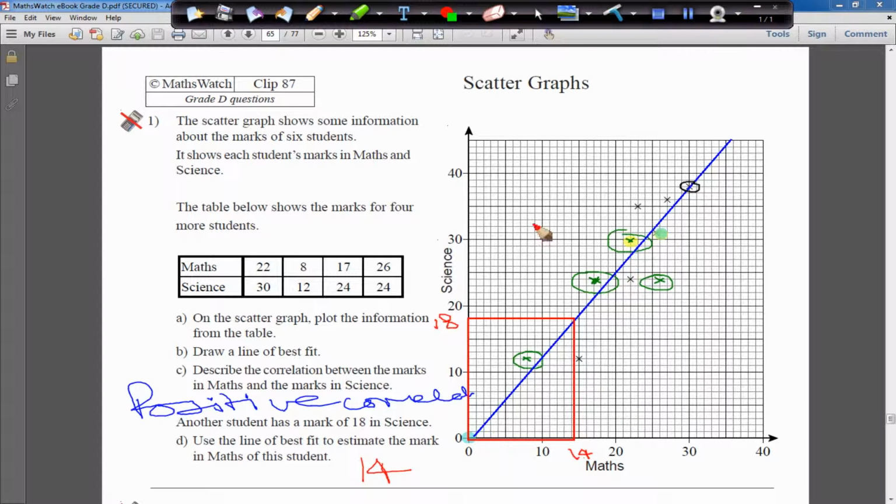And the one I've done, I got 11. I got 14. It depends on how big your line is basically. For that one, what I'm doing here is going across this line, across, and then down. Okay, done?